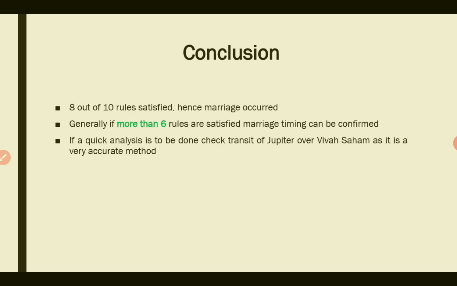And generally speaking, from my experience, if you are in a hurry and quickly want to determine whether or not the timing is right for the marriage of the native, you can use rule number 3, that is the transit of Jupiter over the Vivaha Saham, because time and again it has been seen that whenever Jupiter transits over the Vivaha Saham, it tends to trigger the marriage or marriage-like events such as engagement, etc.